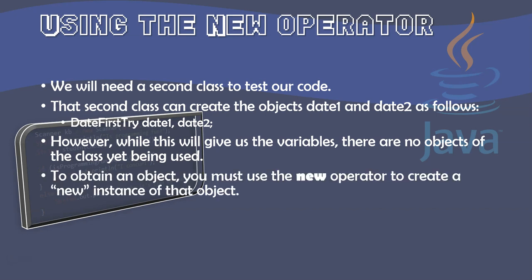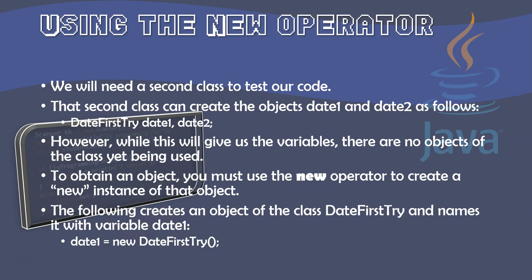So if we want to obtain an object, we have to first use the new operator to create a new instance of the object, and hence the name new. The following would, of course, create an object of the class DateFirstTry and would name it with the appropriate variable date1: date1 equals new DateFirstTry. And so if I had this line of code up here and this one here, then date1 would have the proper setup. For date2, we'd have to add another line of code, for example, date2 equals new DateFirstTry, and then that one would also have an object.